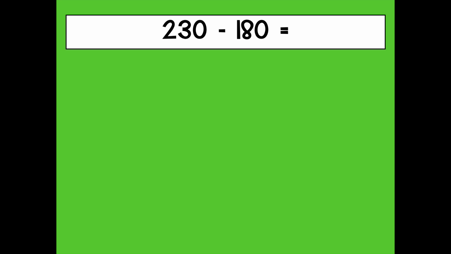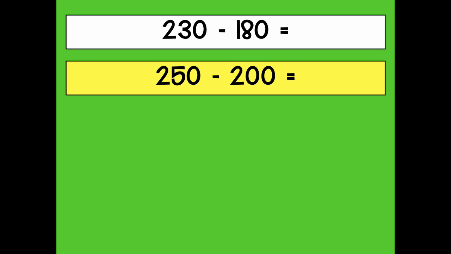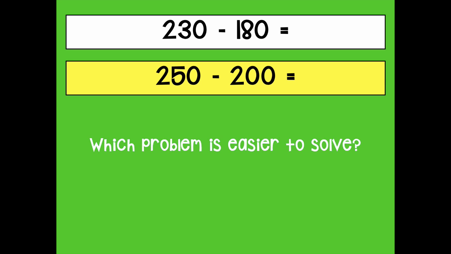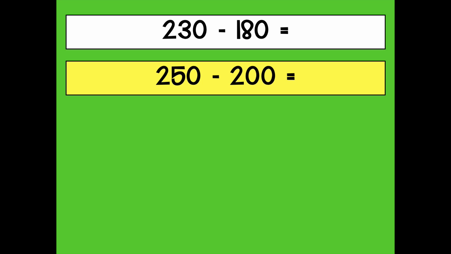So let's look at another one. If I have 230 minus 180, and then I had another problem of 250 minus 200, which problem is easier to solve? Would you rather solve 230 minus 180 or 250 minus 200? I'd probably rather solve 250 minus 200 because it's got the zeros in the ones place. That makes it easier to subtract. So let's see how we can use these two problems to help us solve this.